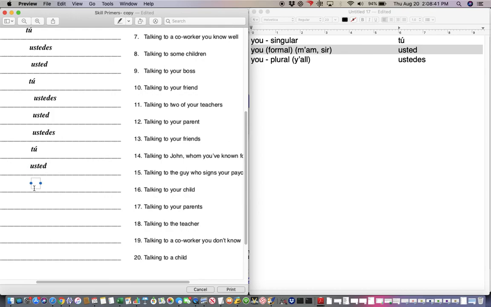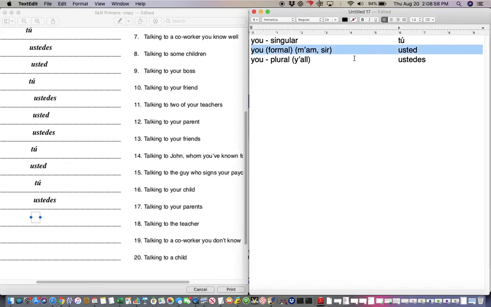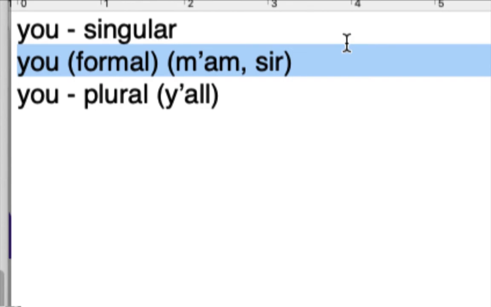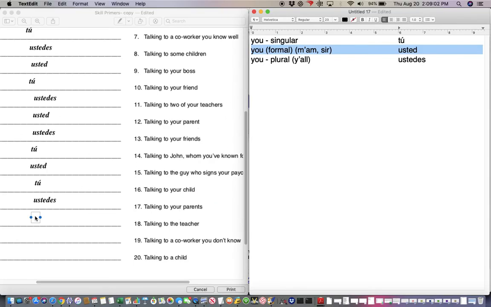Talking to your child. No one is formal when they talk to their child. You don't use sir or ma'am when you speak to your child. Talking to your parents. That's plural. One option. Ustedes. Talking to the teacher. The teacher is someone to whom you should be saying sir or ma'am to, so you're going to use usted.